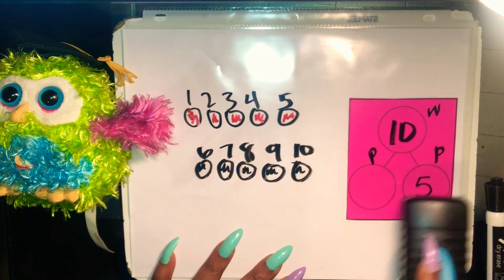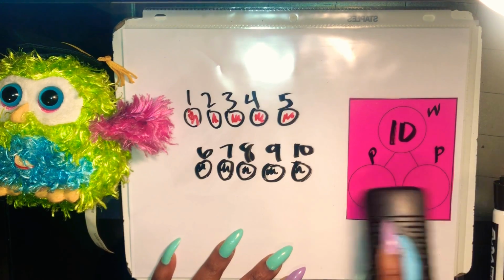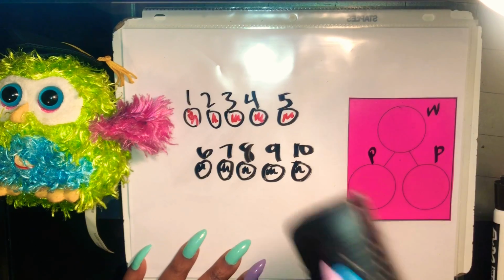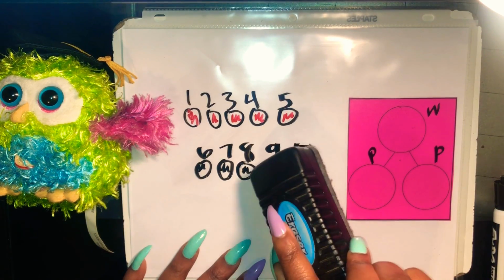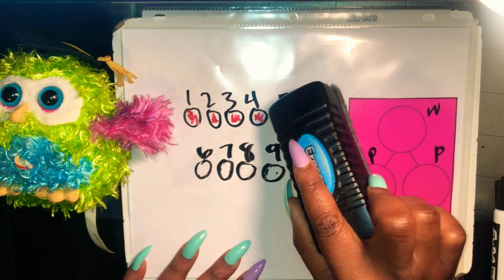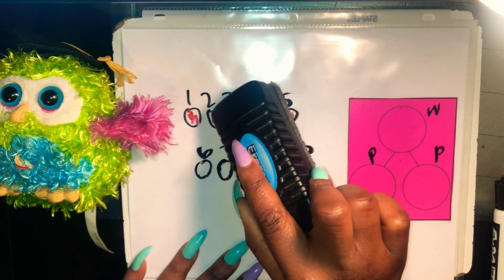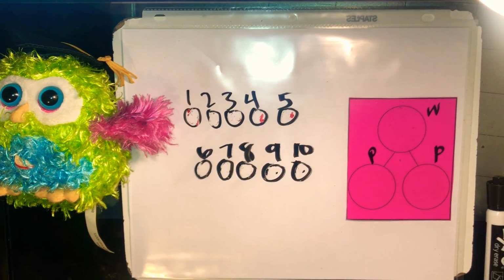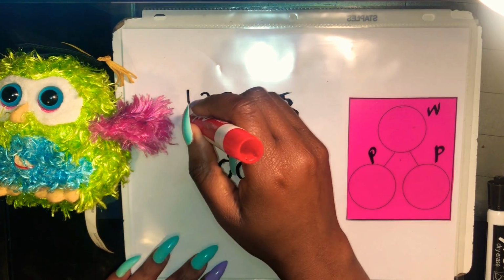Erase, erase. This time I want you to get your whiteboard because you're going to try it with me. So first, I want you to draw 10 circles. Draw your 10 circles. And I'm just going to pick a number. I'm going to pick the number 7. So I'm going to color some red and some black. I'm going to color 7 red.